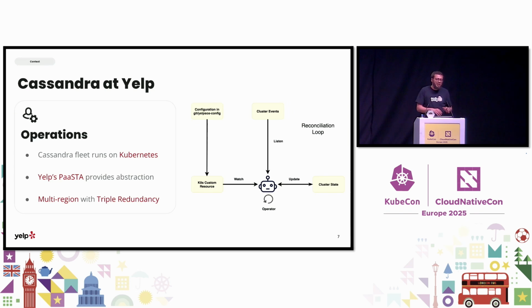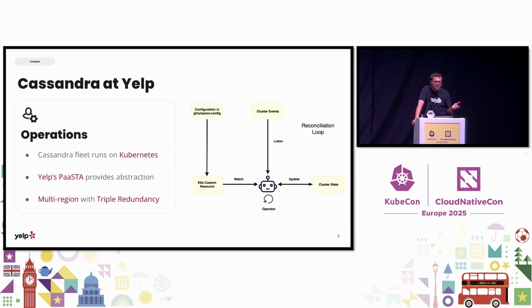From an operational perspective, all of our Cassandra clusters run on Kubernetes. That's why I'm here. And this was a transition which we made around 5 to 6 years back. We used to run the entire fleet on Mesos. At Yelp, we use an in-house platform as a service called Pasta that provides the necessary abstraction on top of Kubernetes for managing different services. We run our own custom Cassandra operator that handles all the Kubernetes interaction for the Cassandra clusters.